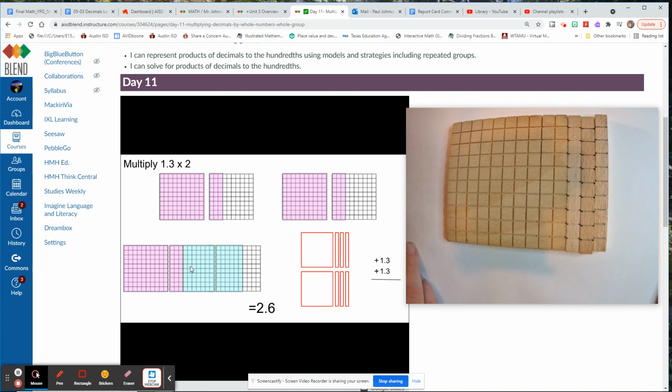As you can see in each of these, there's 1 whole, 2 wholes, 1, 2, 3, 4, 5, 6 tenths. All of these represent 2 and 6 tenths.